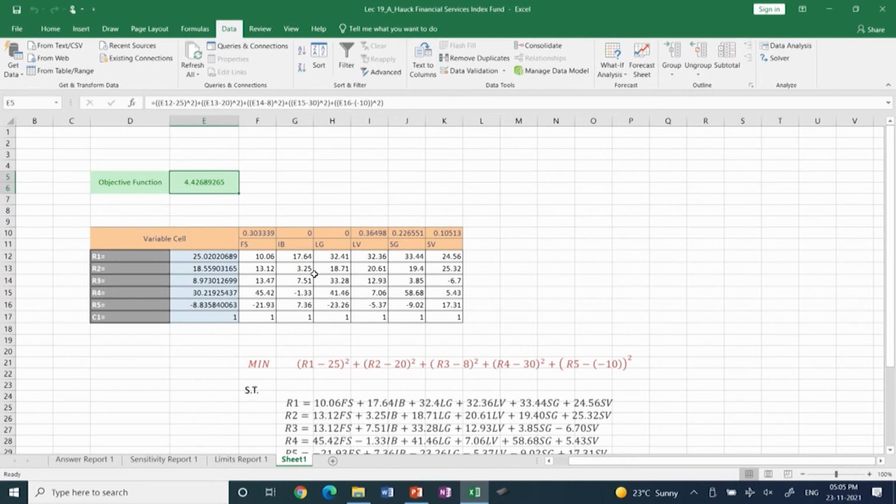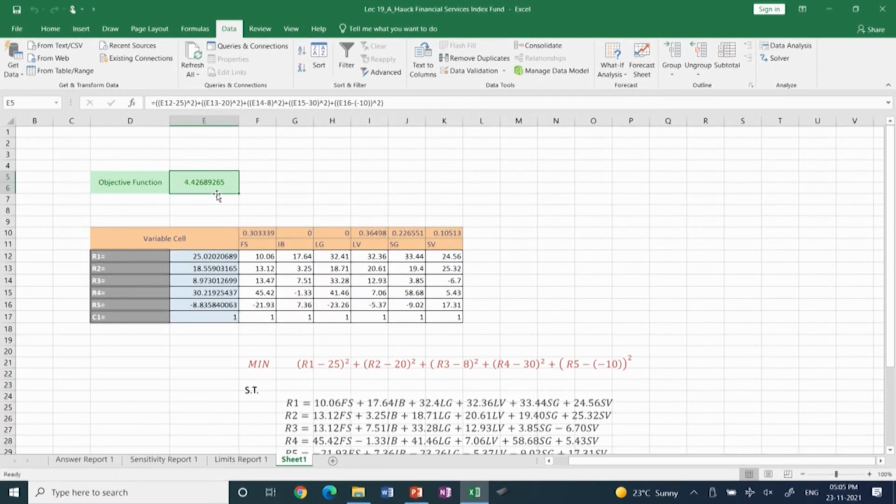Now, I got that 30% of stock should be invested in FS, 36% in LV, 22% in SG, and 10.513% in SV. So, that is the case. The sum of the squares of the deviations here is 4.42. So, our deviations will be minimized, and it is at par with the index provided by the S&P company.